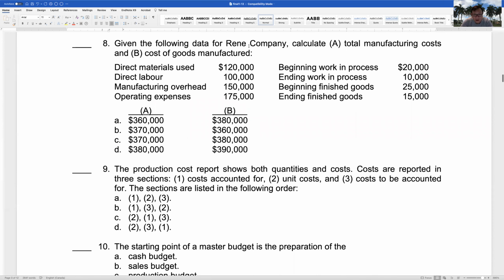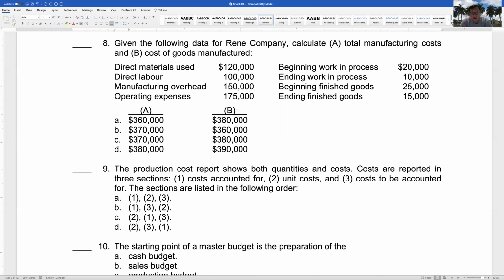given the following data for Renee's company, calculate A, total manufacturing cost, and B, cost of goods manufactured. I remember I have a video for this; I made an animation for it. So total manufacturing cost, A: direct material used, direct labor, and manufacturing overhead. If you add them together, that would be your manufacturing cost. I have 120, 100, 150, together it's 370. So it's either B or C, 370.